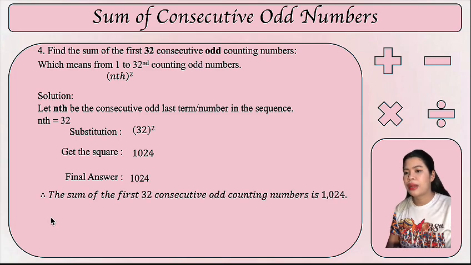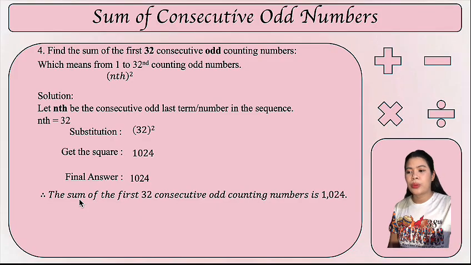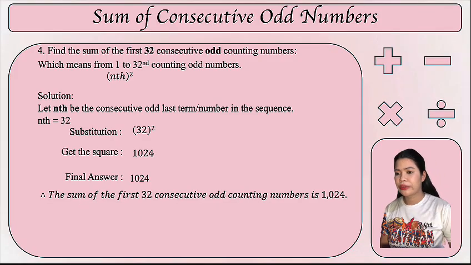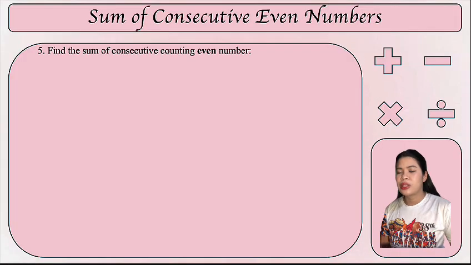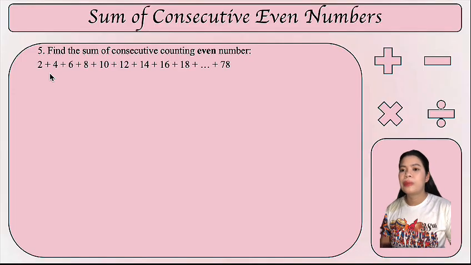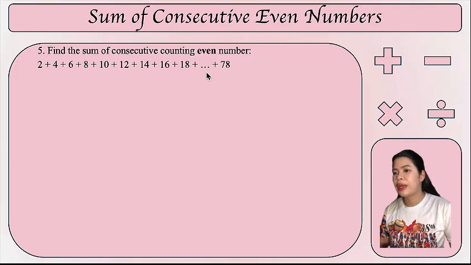So therefore, the sum of the first 32 consecutive odd counting numbers is 1024. So let us proceed to the fifth problem. So we have now even numbers. The problem would be find the sum of consecutive counting even numbers. So we have here 2 plus 4 plus 6 plus 8 plus 10 plus 12 plus 14 plus 16 plus 18 until we are summing up to the number 78.